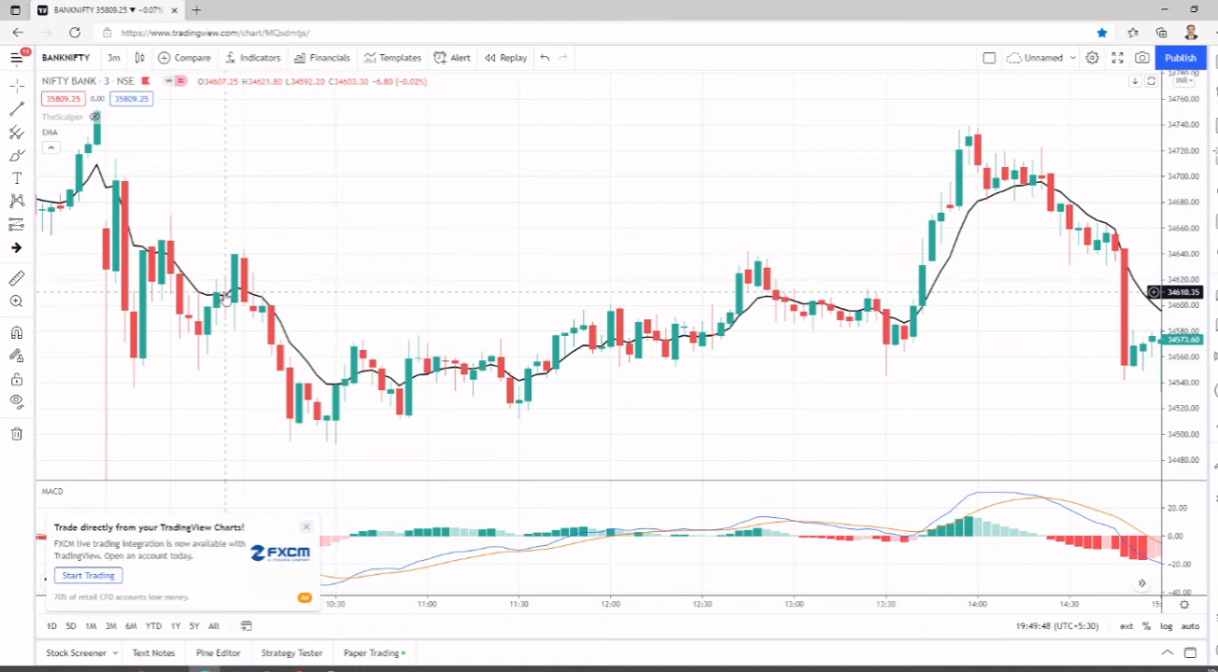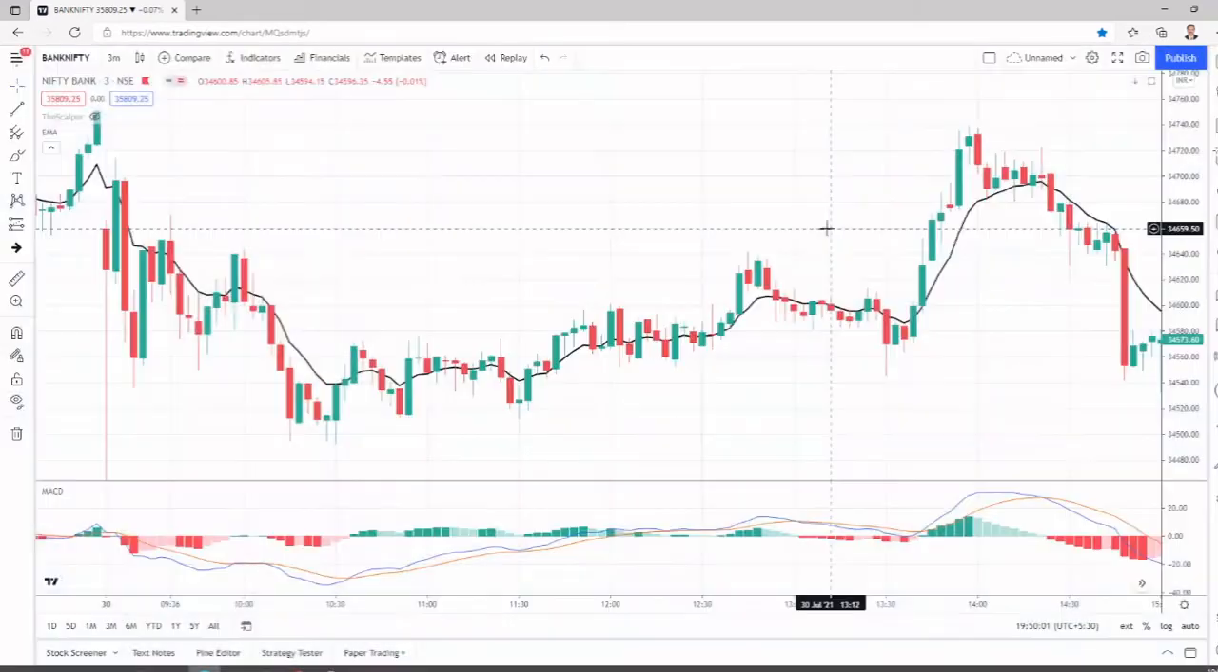So the best way in scalping is to get the profit and just come out. If you are getting 10 points also, that is enough. A 10-point profit is better than a 10-point loss. Okay, so keep booking profit.